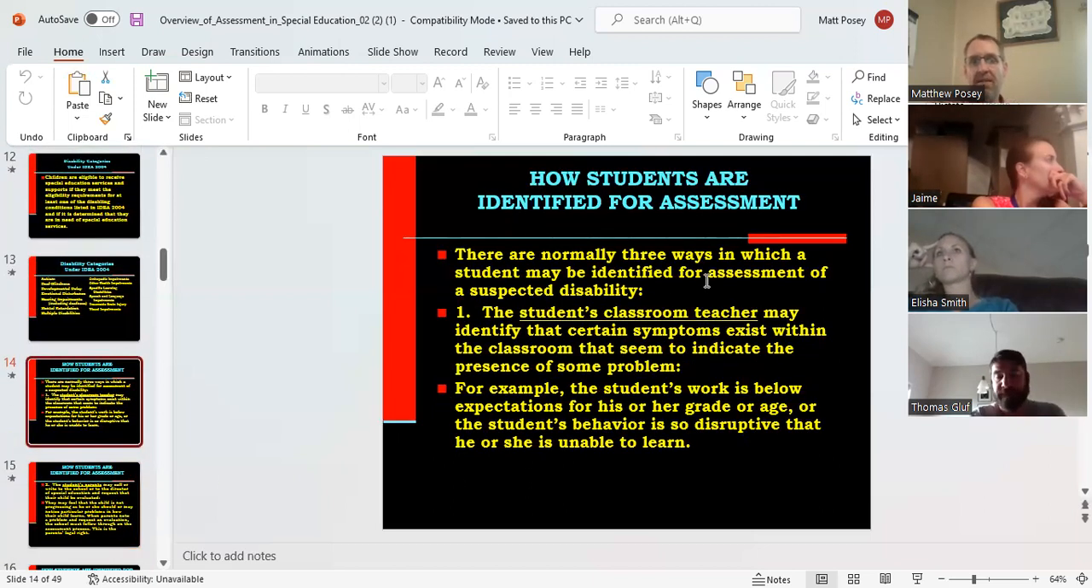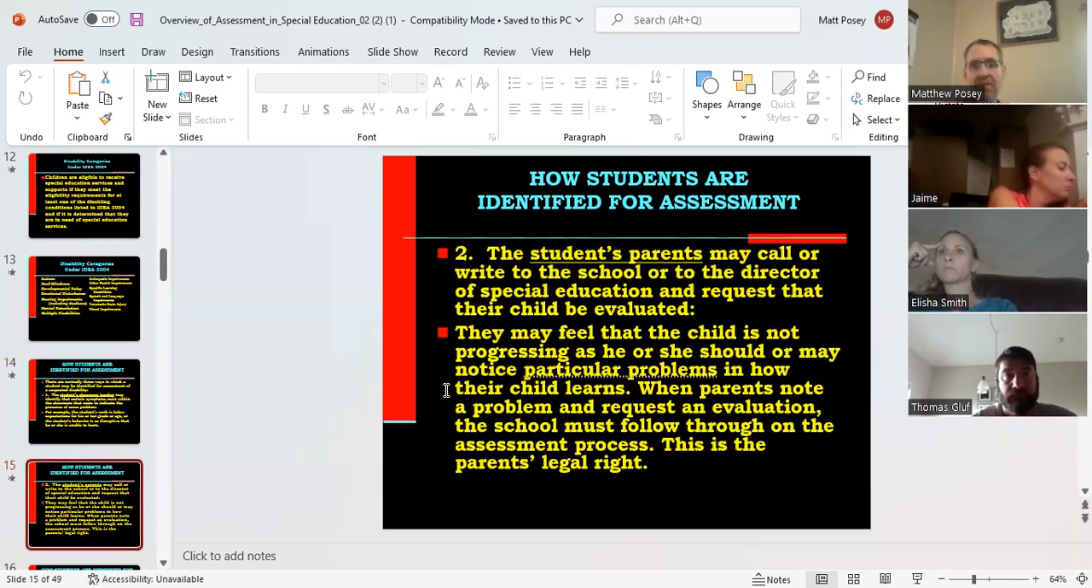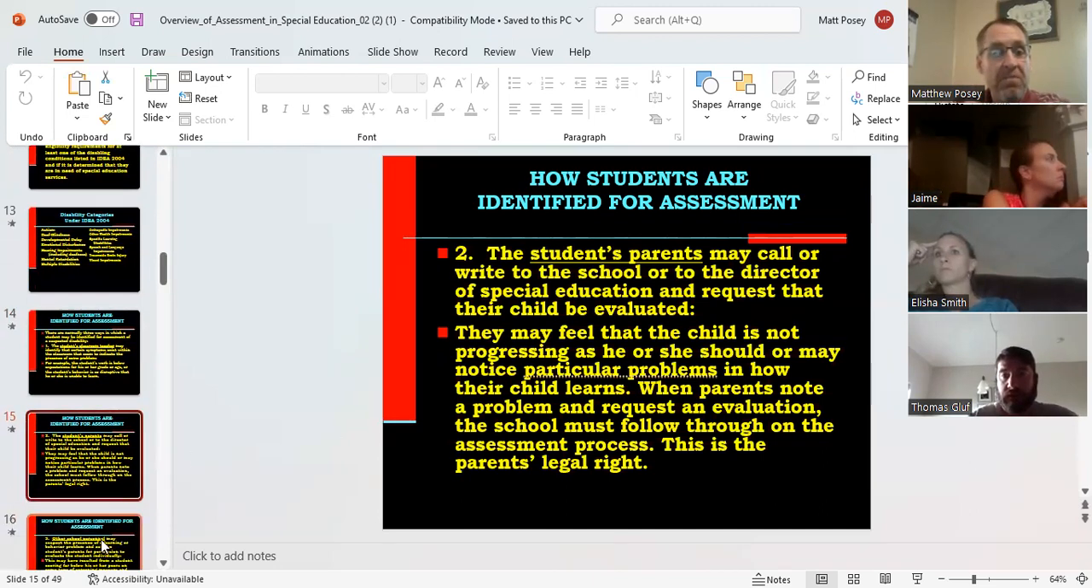Normally there are 3 ways of identifying a student for assessment for a suspected disability. A lot of times it could be initiated by the classroom teacher after they've done some informal assessment, looking at some of their work, or whether they're working up to expectations. Students' parents may call and express concerns based on things they're seeing at home, and also seeing the child's graded work coming home, or various information they might be receiving from the classroom teacher.